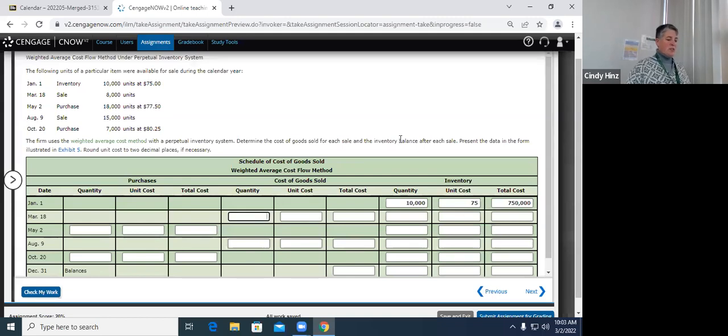On March 18th, we had our first sale and we sold 8,000 units. As we pointed out with the last two exercises, we don't know how much we charged our customers for this exercise. Of course, if we worked for the company, we would know that. We only have one price, $75. So all 8,000 units must have that same price of $75 per unit, a total of $600,000. We had 10,000 units, we sold 8,000. How many do we have left? 2,000. And as I already pointed out, under weighted average, we only ever have one price for the product. Right now, that price is $75. Everybody good so far?